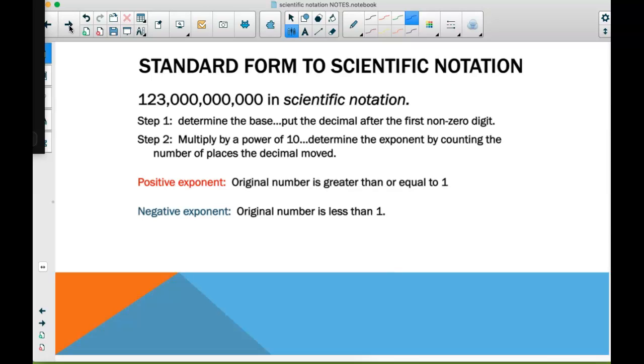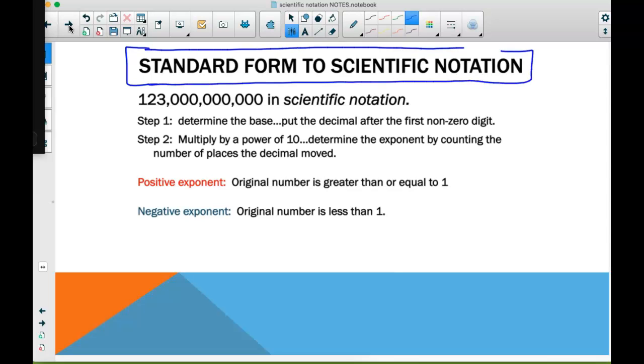So I'm going to give you some steps that you're going to write down. To go from standard form to scientific notation, write this in your notes. Standard form to scientific notation. Okay, so if we're going to go to scientific notation, the first step, step 1, is to determine the base. Okay, so just write the part down that I circled. Determine the base. That's your first step.